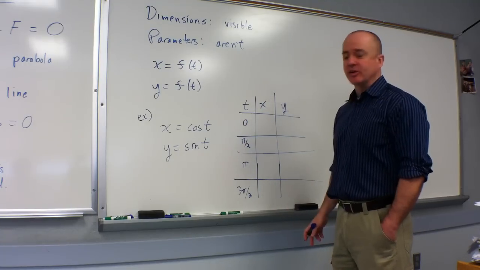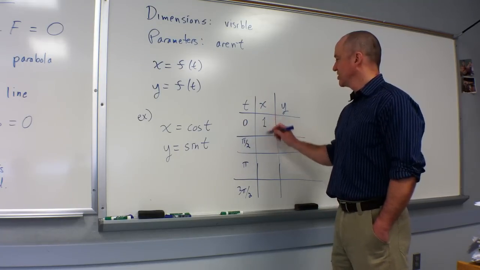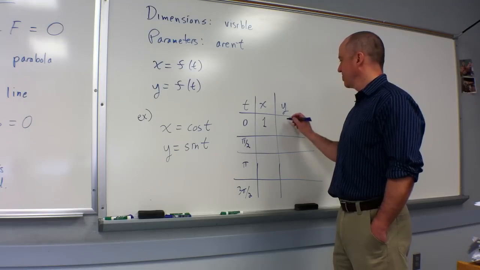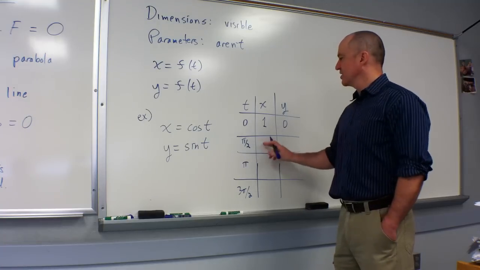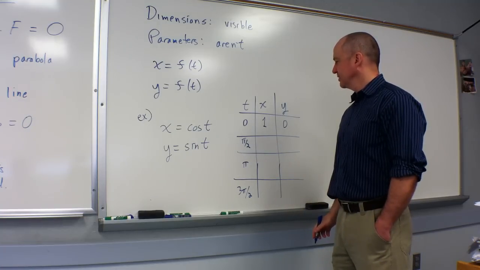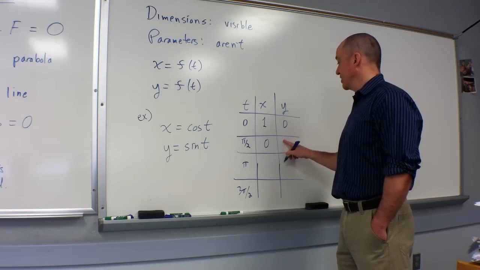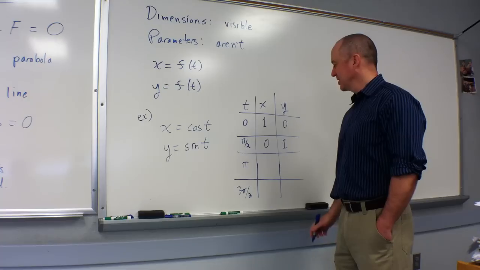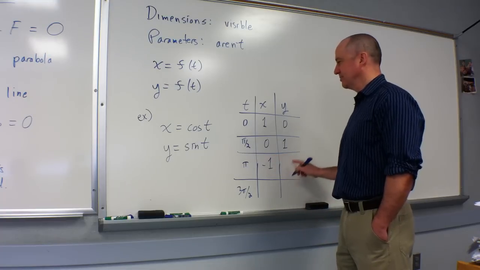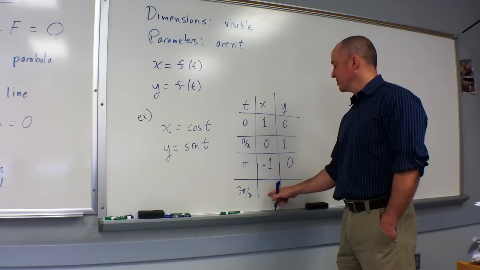What's the cosine of 0? 1. What's the sine of 0? 0. Okay, so that'll be the point 1 comma 0. What's the cosine of pi over 2? 0. And sine of pi over 2 is 1. Cosine of pi is -1. Sine of pi? 0. Very good. Cosine of 3 pi over 2? 0.